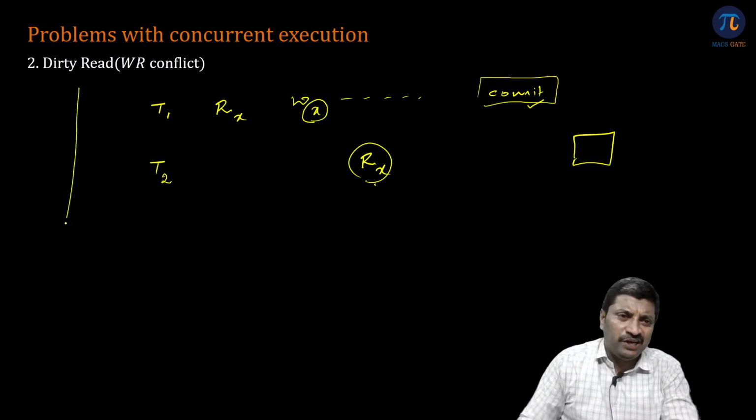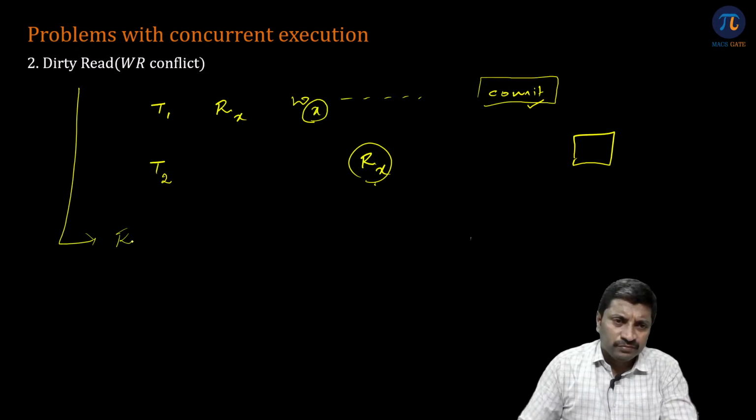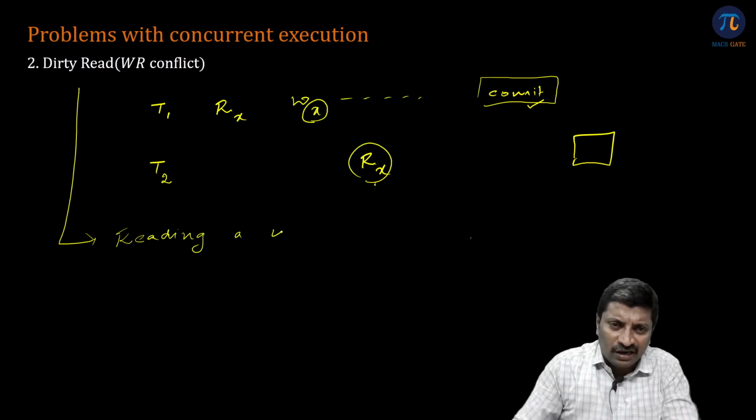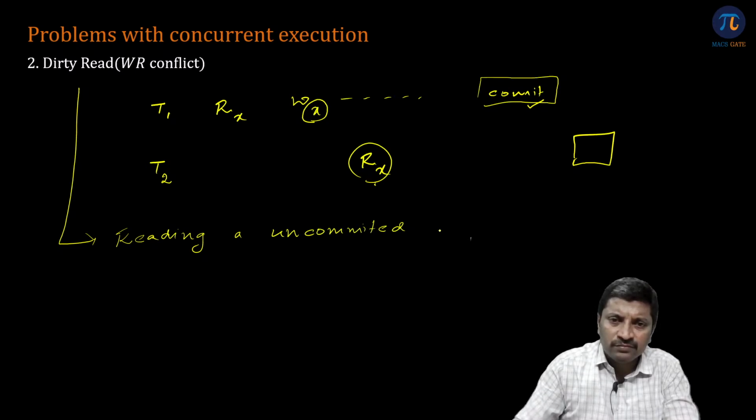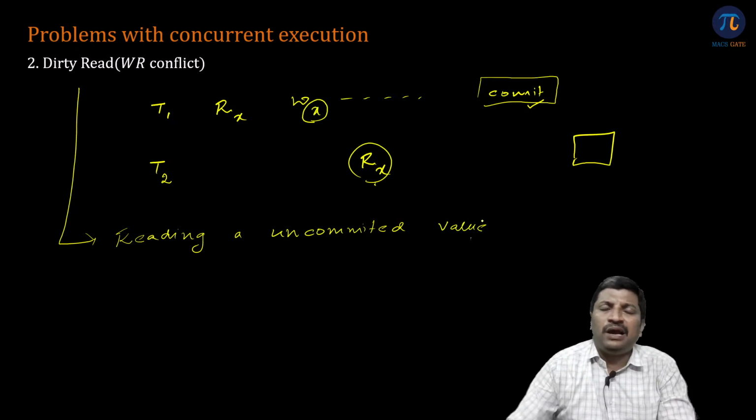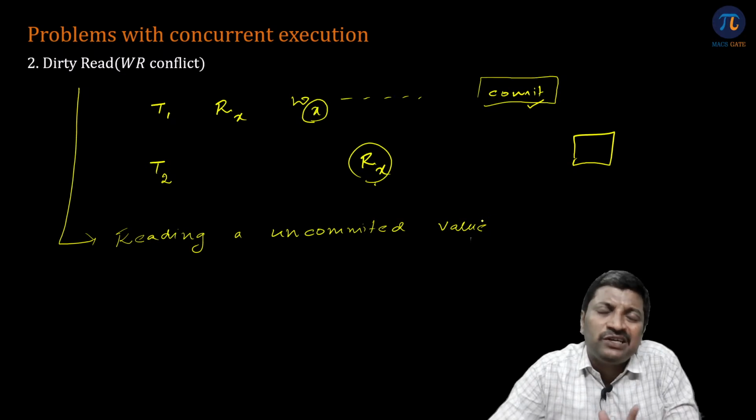So we can simply say it is reading an uncommitted value. Hope you understood. Dirty read, that's it.